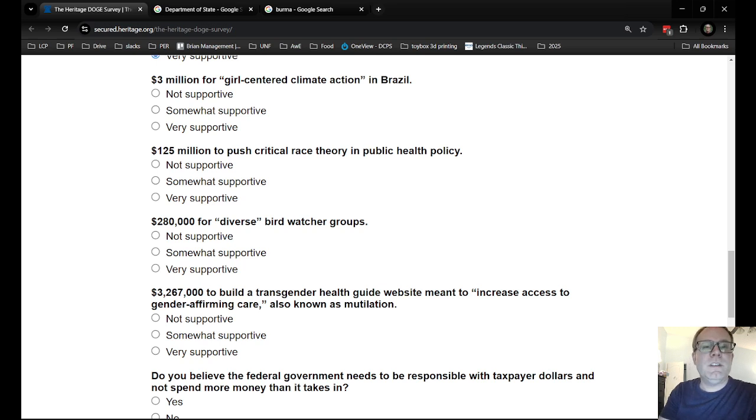$3 million for girl-centered climate action in Brazil. Again, there's no definition of this. There's no description of what this is, what it's doing, what climate action means, or what girl-centered means, or what kind of scale 3 million is for. In fact, it doesn't even say over how much time the 3 million is spent. Is it being spent once a week? Once a year? Over the course of 10 years? The dollar amount as an extensive property is not really helping communicate anything. So I'm going to say very supportive.